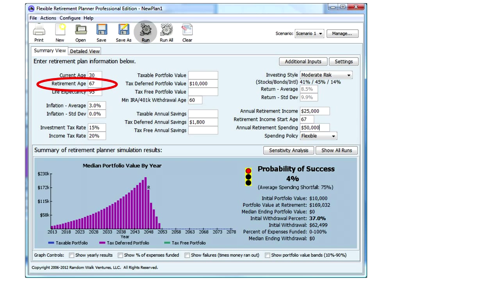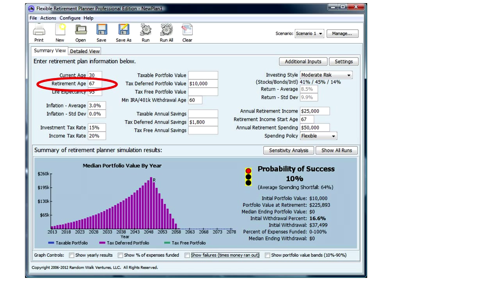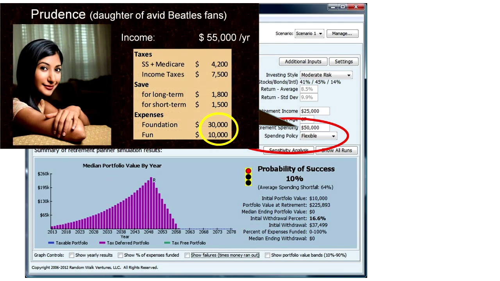Let's add 2 more years here. Well, that was helpful. We'll leave that for now, but be careful about leaning too heavily on this factor because many people get unwillingly downsized or are unable to maintain their careers. Prudence, of course, would have no idea what her lifestyle will cost when she retires, so let's assume the same type of lifestyle she enjoys today, which we saw earlier was $40,000.